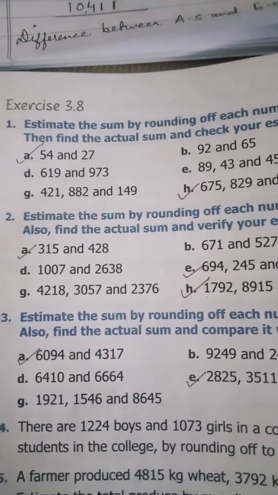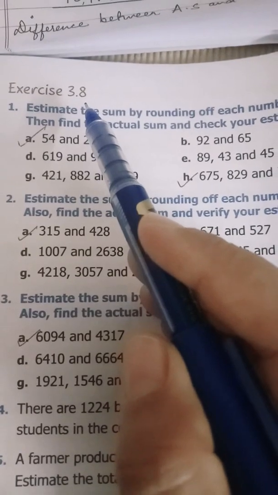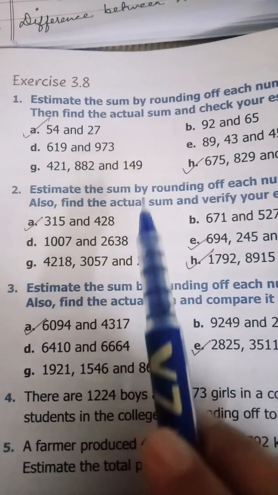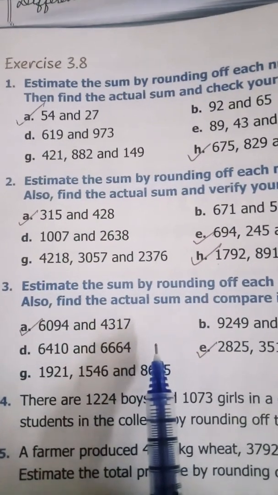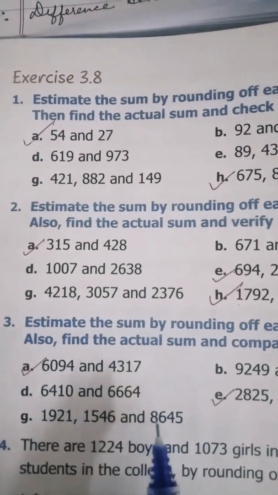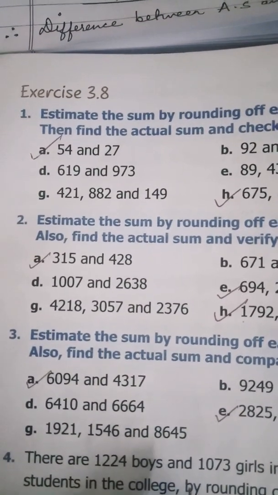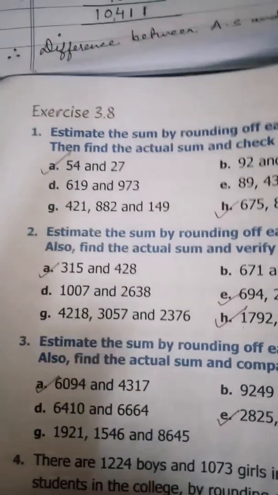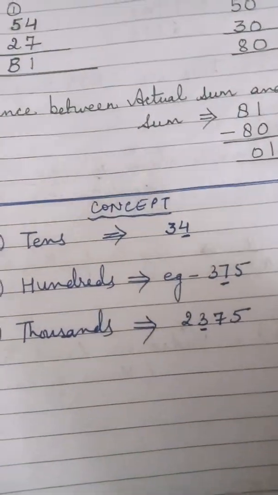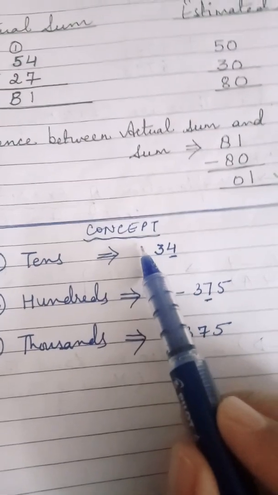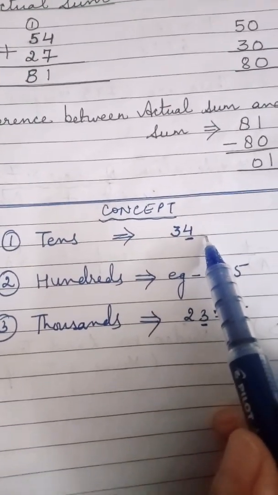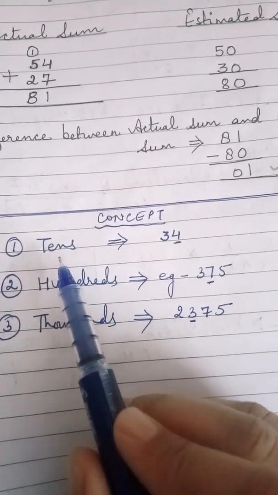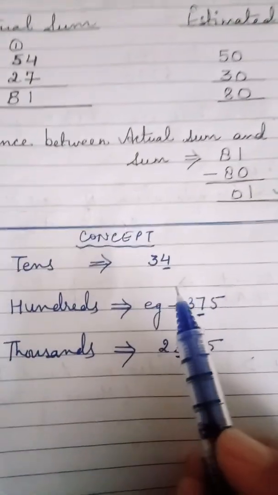Children, today we will do exercise 3.8 and learn the concept of rounding off to the nearest tens, to the nearest hundreds and to the nearest thousands. Children, let me start off by the explanation of the concept, and then we'll apply the concept in the questions given in this exercise. Now children, the concept is, when you are rounding off any given number to the nearest tens, you are going to follow a few steps so that the entire process becomes easier for you.